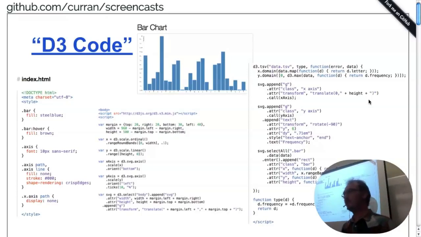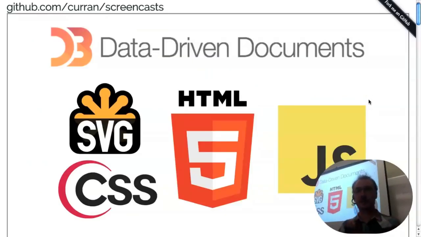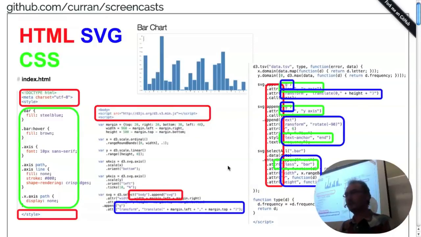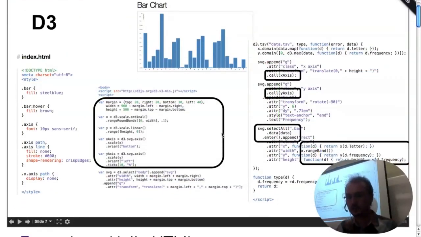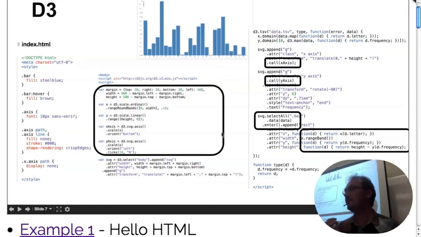But that's kind of a misnomer because D3 lives in this ecosystem of technologies based around HTML5. So within HTML5, there's SVG, scalable vector graphics, CSS, cascading style sheets, and JavaScript. These highlighted parts of the code are the parts of this bar chart example that require some background knowledge in these various different technologies. And these are the parts of the code that are really D3 specific, that highlight what D3 gives you.